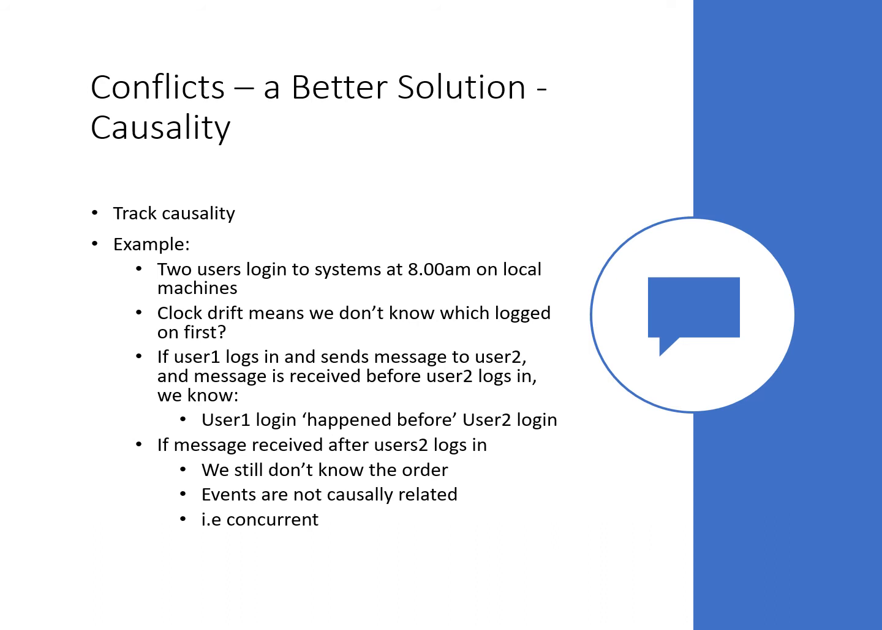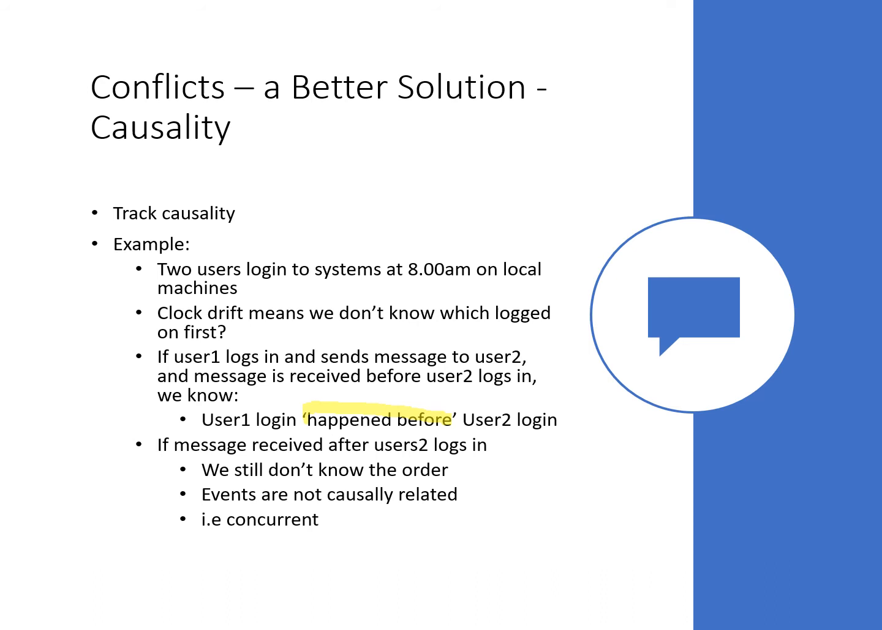Let's assume user 1 logs in, and as soon as a user logs in, it sends a message to user 2 saying, I've logged in. And that message is received before user 2 logs in. In that case, we know for certain that the user 1 login happened before the user 2 login, because it received a message saying that user 1 had logged in before the user 2 event occurred locally.